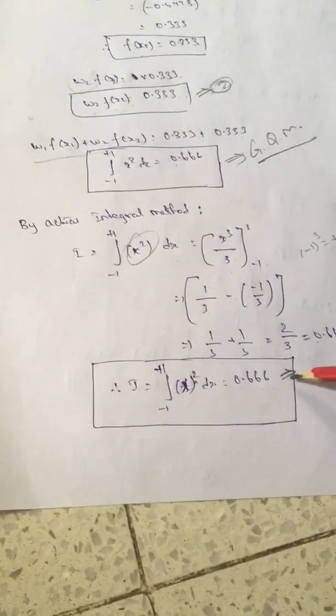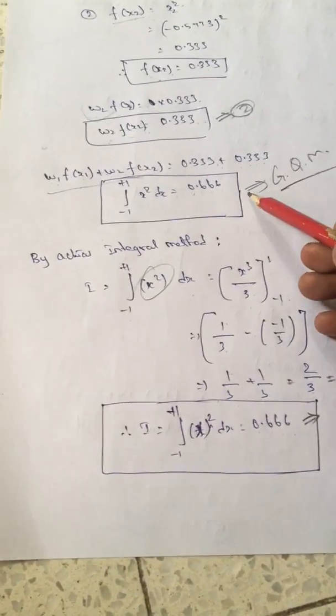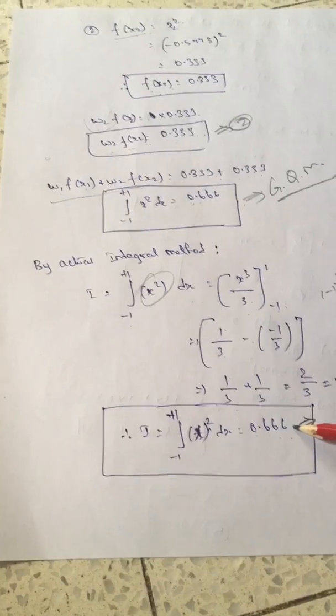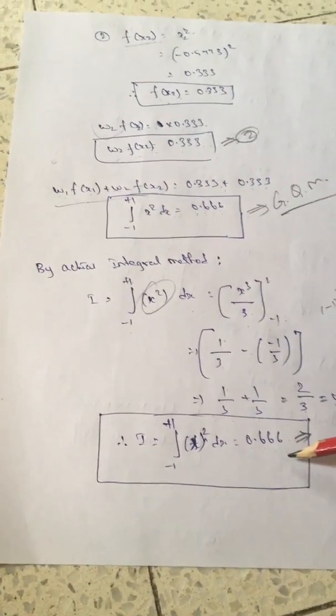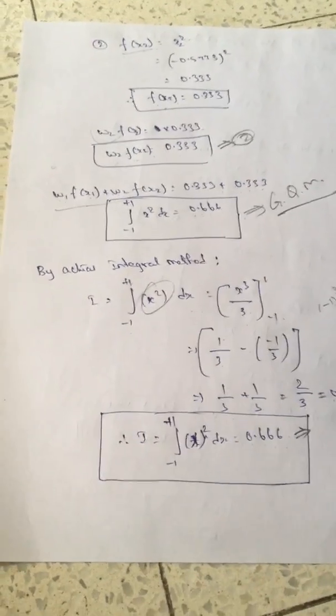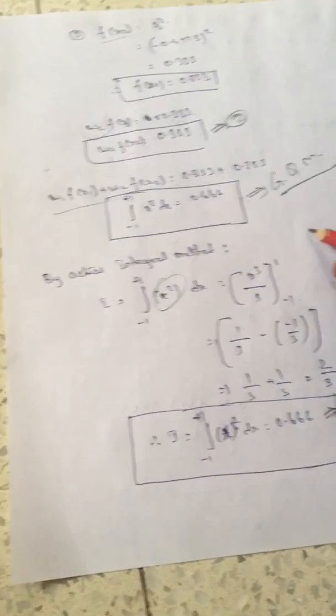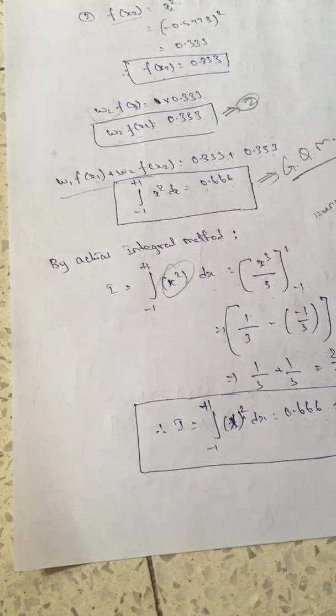Now I compare both results, the result of the Gaussian quadrature method and the integral method. When you compare them, both results are exactly the same, so hence it is proved by both the methods.